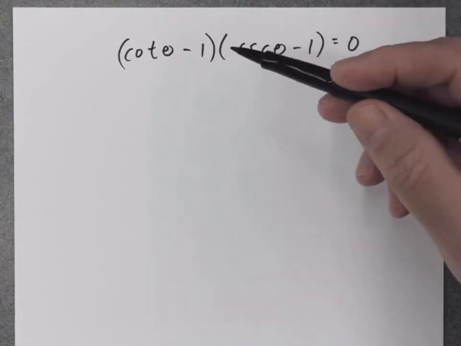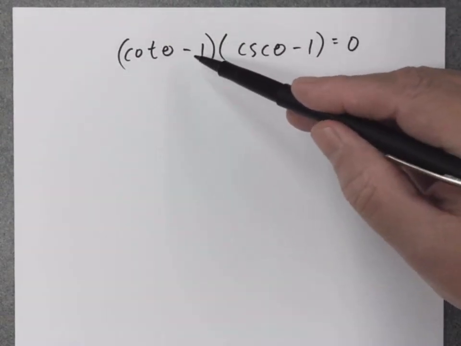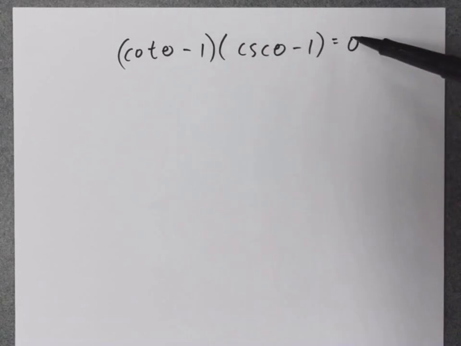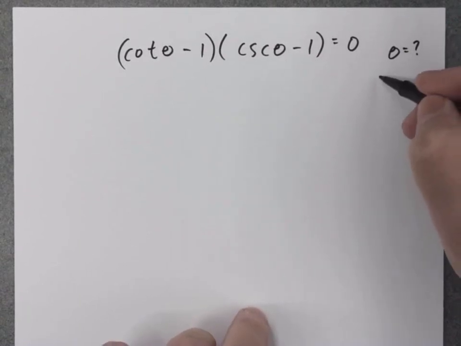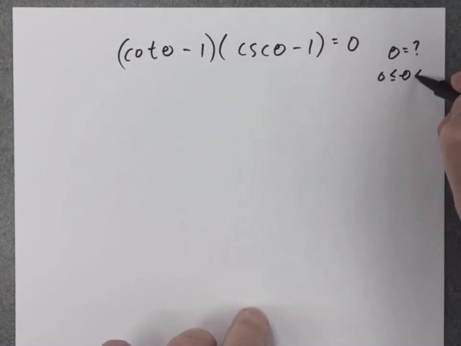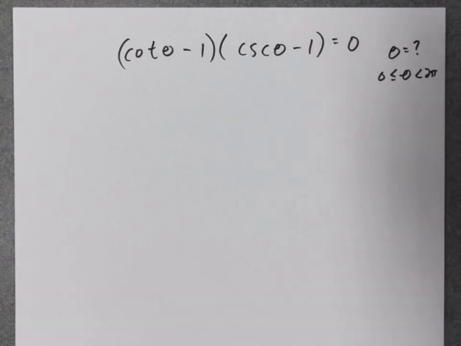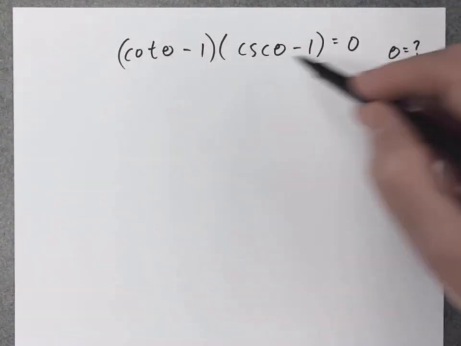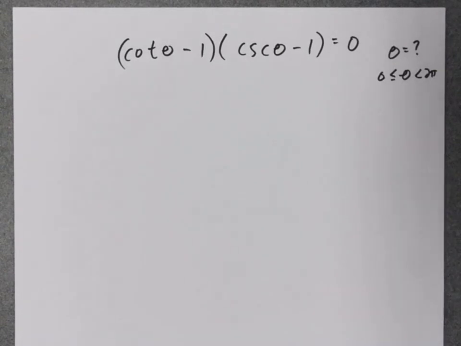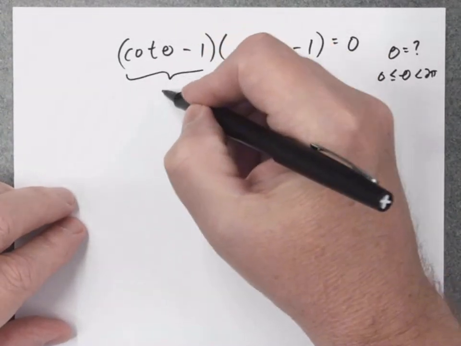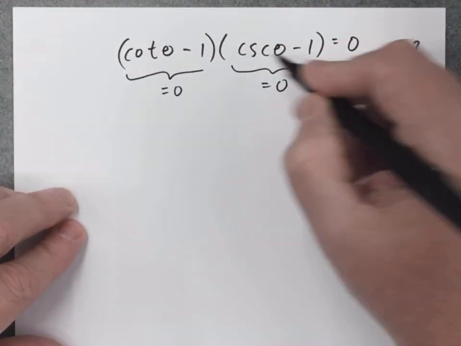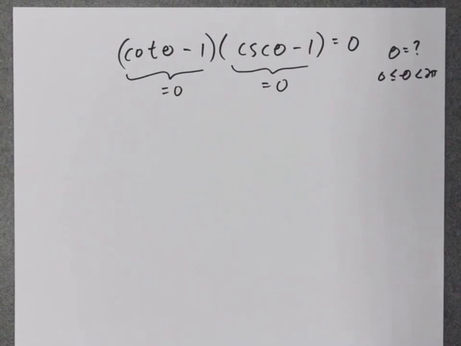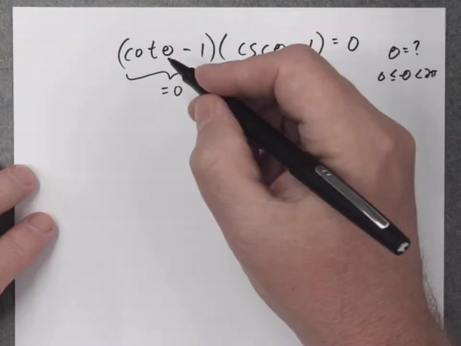Now the nice thing is, because these are two parentheses multiplied by each other and they equal 0, it's almost like they have factored this. Just to be clear, we're looking for all the angles between 0 and 2 pi that are solutions for this equation. So what I can do is take each of these parentheses and set them equal to 0 and find the solutions for each of these. And then that's going to be my solution for the whole equation. So this one first.